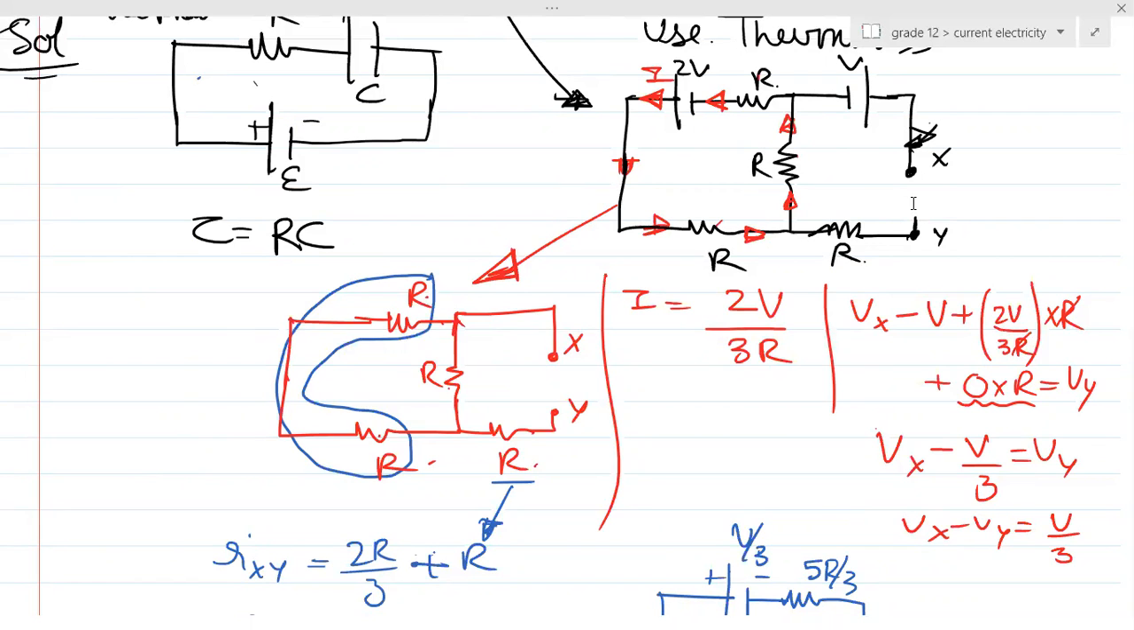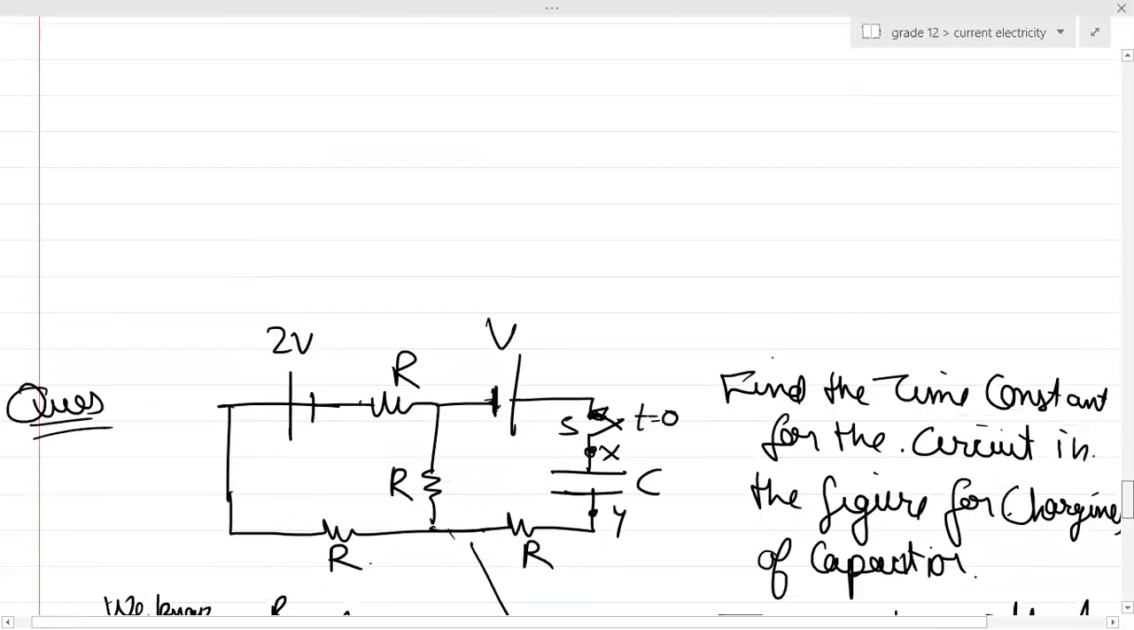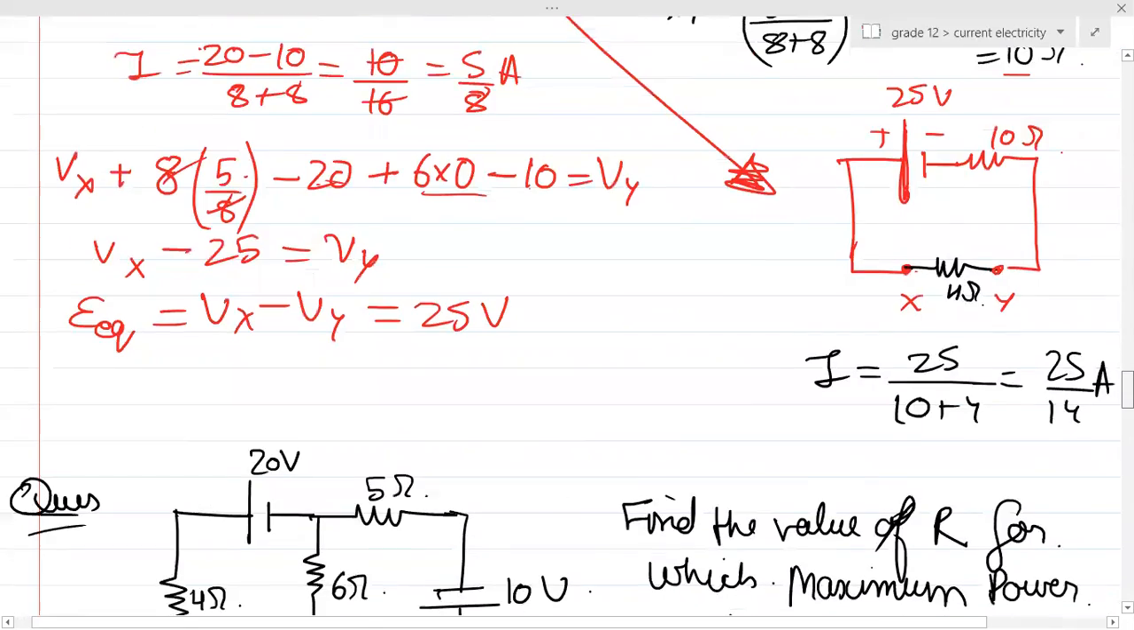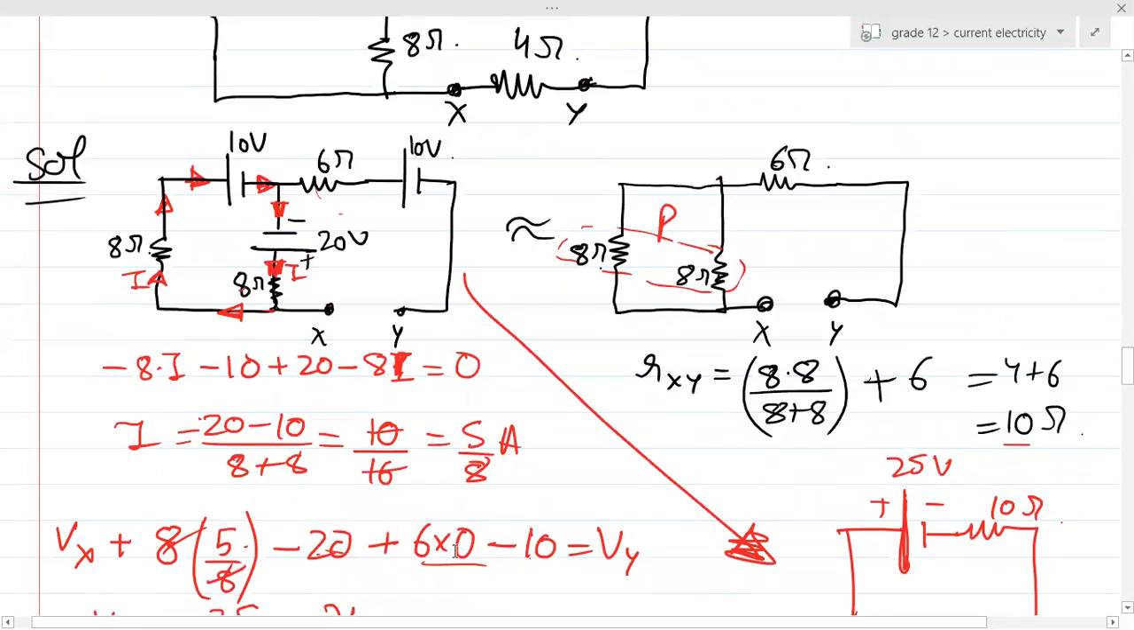But in the previous cases, did we consider it that way? No, we didn't. Here also, can you see, no current was flowing through the 6 into 0?